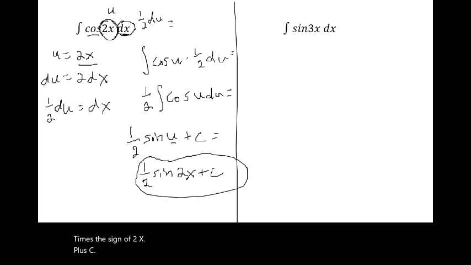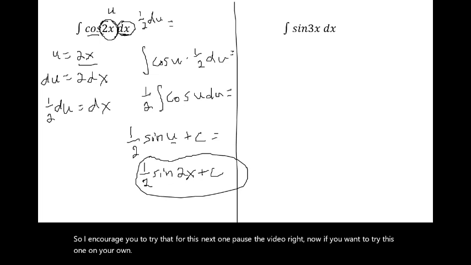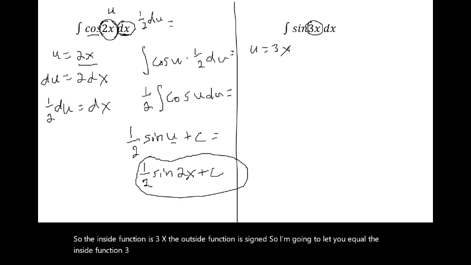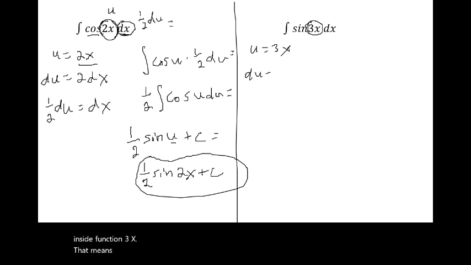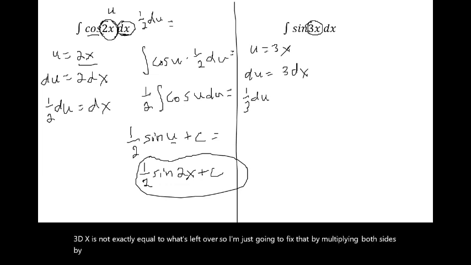So I encourage you to try that for this next one. Pause the video right now if you want to try this one on your own. So the inside function is 3x. The outside function is sine. So I'm going to let u equal the inside function 3x. That means I'm going to take its derivative. du is going to equal 3 dx. 3 dx is not exactly equal to what's left over, so I'm just going to fix that by multiplying both sides by 1/3. So I have 1/3 du is equal to dx.